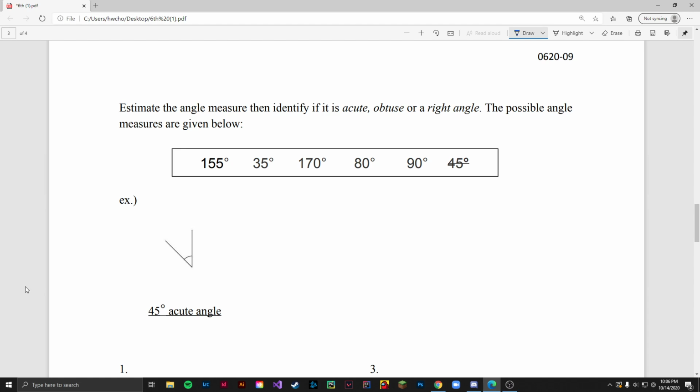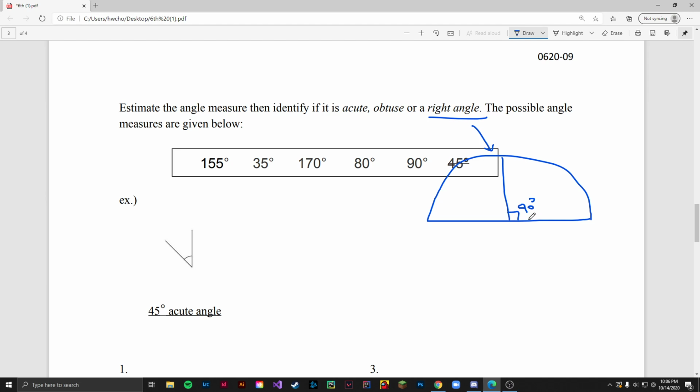All right, the next page is going to be about measuring angles. So, let's draw something. So, this is 90 degrees, right? You guys learned this, 90 degrees. So this is a right angle. It's a right angle right here.